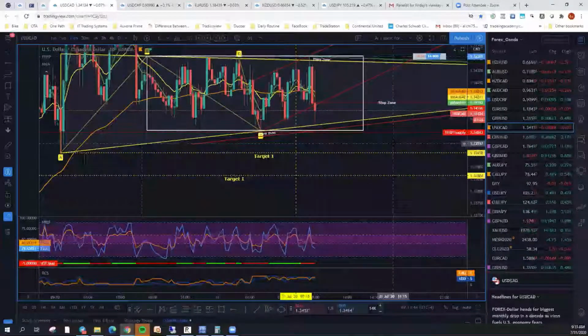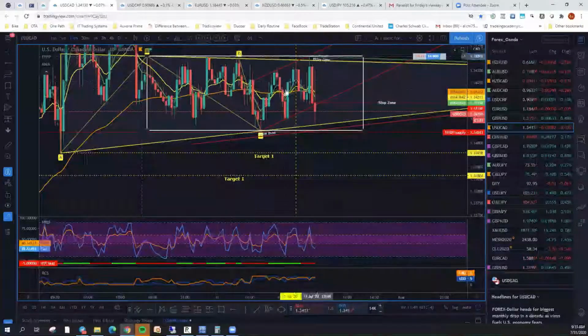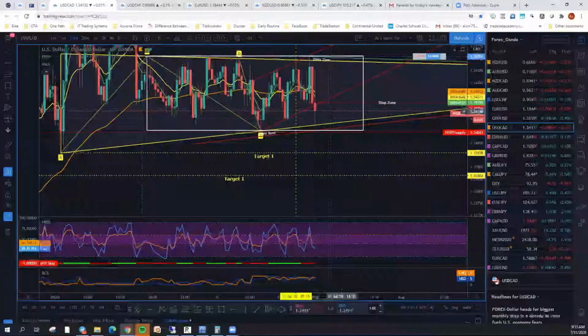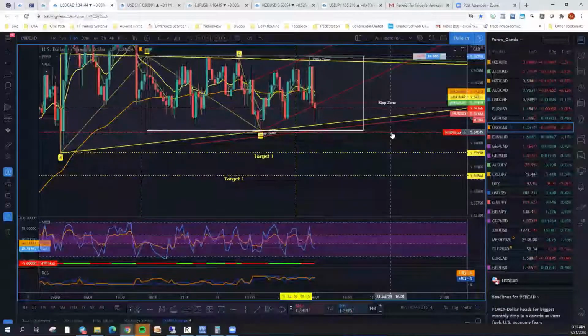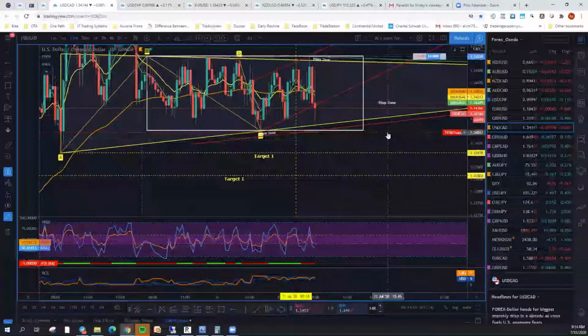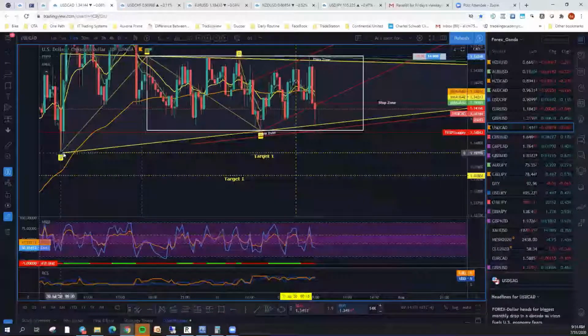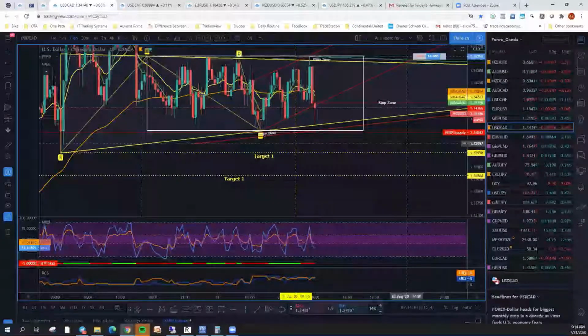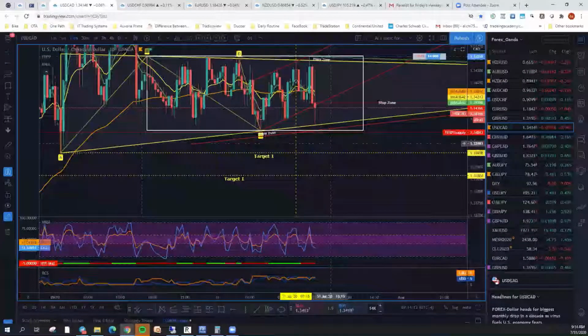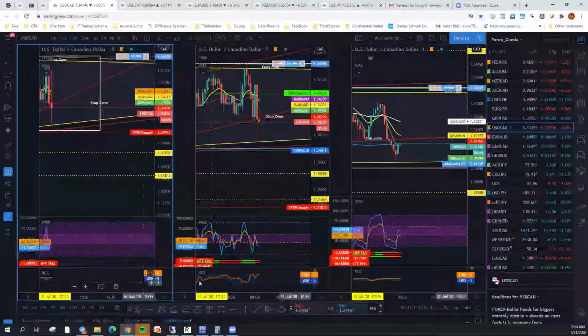Boom, boom, boom. But it did break out of this channel, but we haven't got a close yet. I'm still looking to see if I want to see a breakout of here. And this is at 4. So right here, you would have 9 pips from here down to this wick right there. And right now the CAD is showing strong on all 3.